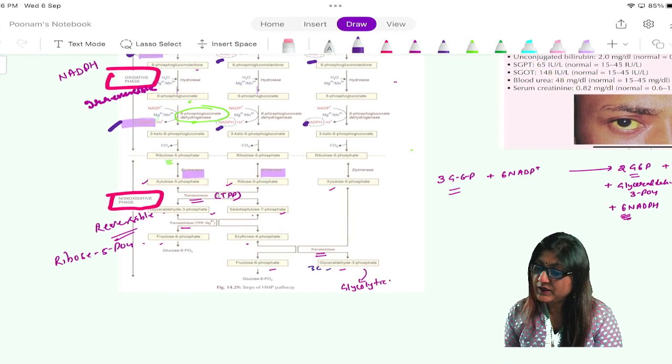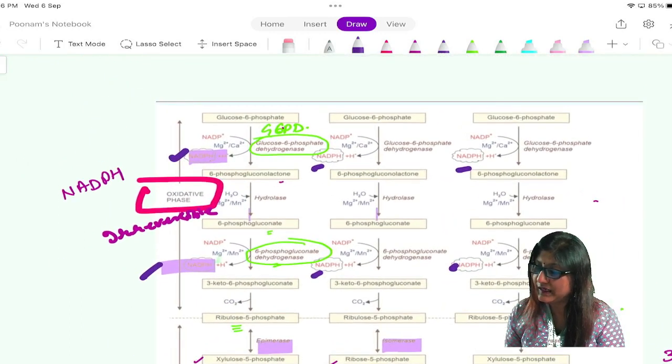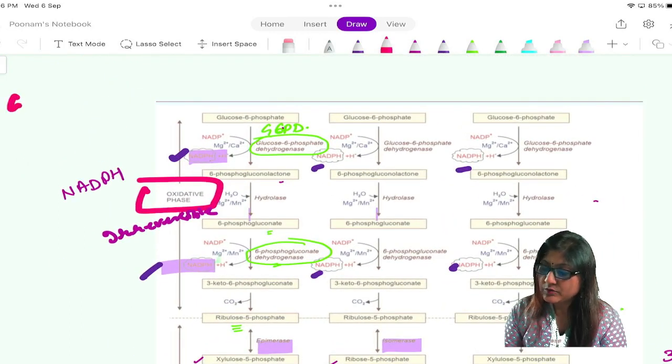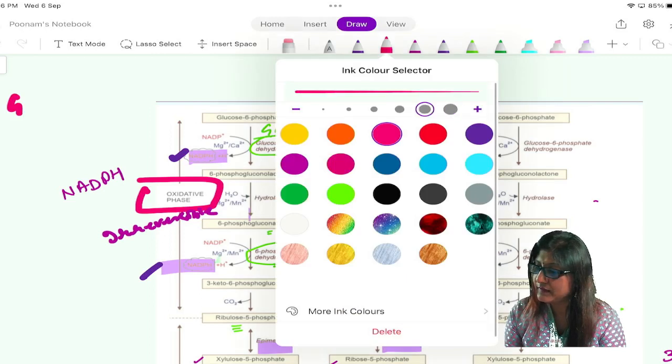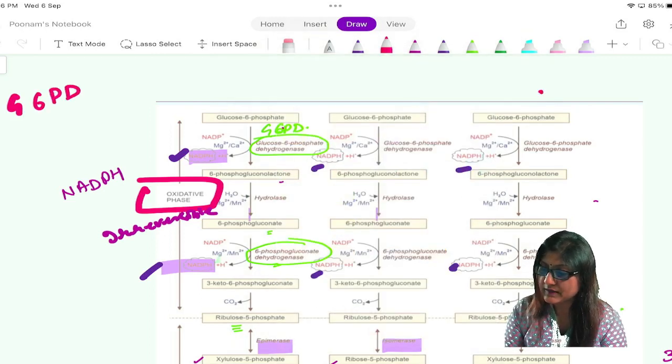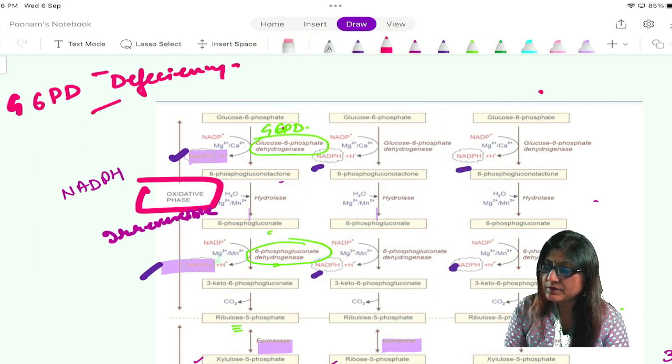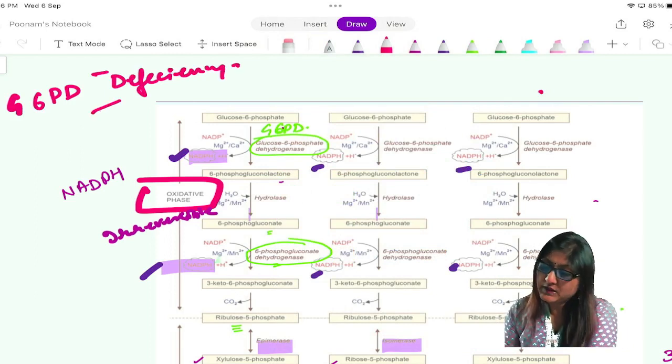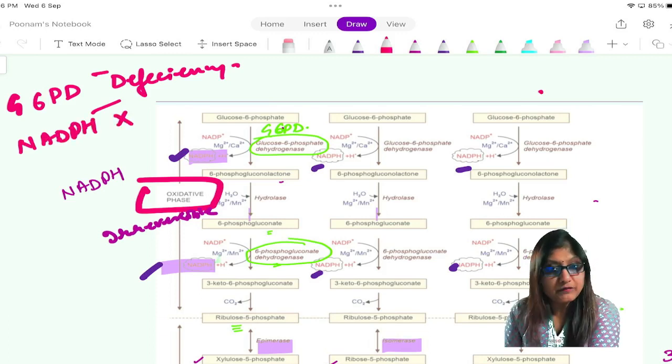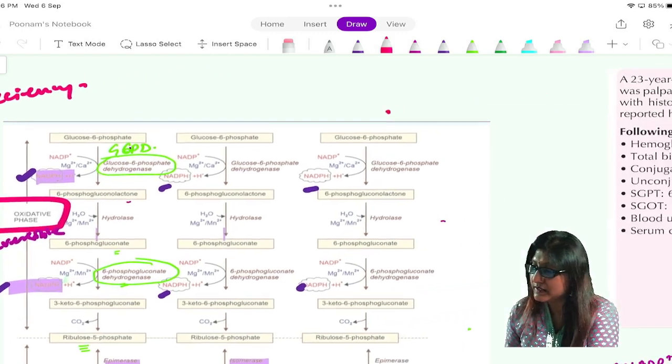In G6PD deficiency, G6PD is the rate limiting enzyme. So now coming to the next aspect of this pathway, and that is the G6PD deficiency. G6PD deficiency is making the person prone for hemolysis, because in G6PD deficiency, the supply of NADPH is going to get affected. And this NADPH is important to handle the oxidative stress, as I have told you.